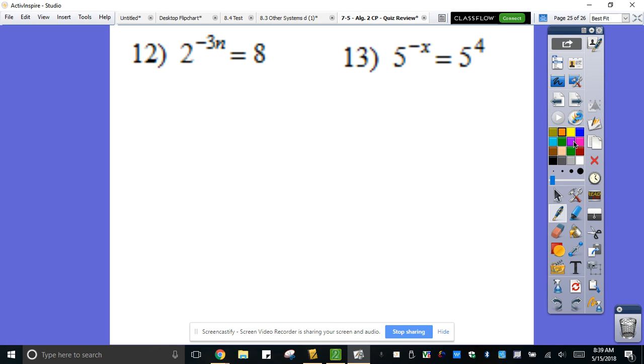Here, how can you come up with the same base? I know that 8 is 2 times 2 times 2. So 2 cubed and 2 to the negative 3n. Eliminate this, negative 3n is equal to 3. So therefore, n is equal to negative 1.